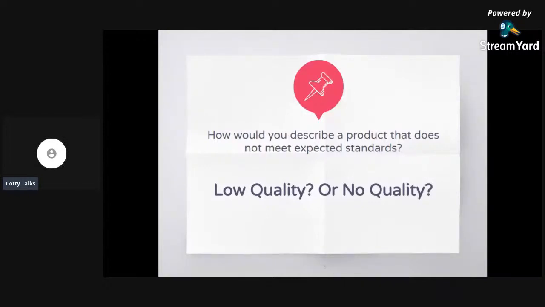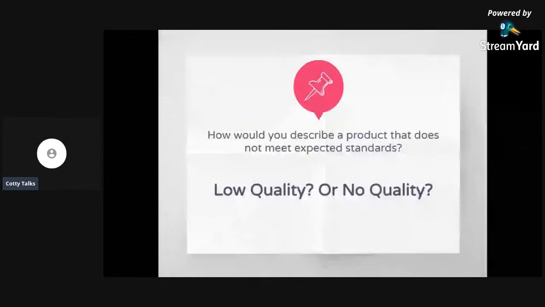Low quality. Any other answer for a product that doesn't meet expected standards? Low, no quality, low. Okay, so low quality. Which one is low? You also said no quality. Okay, we'll still come back to that.